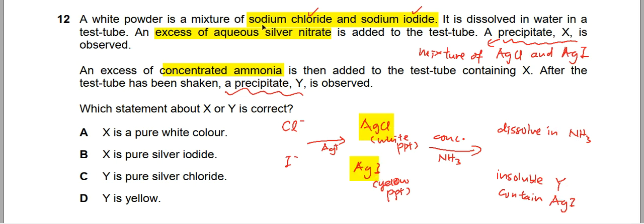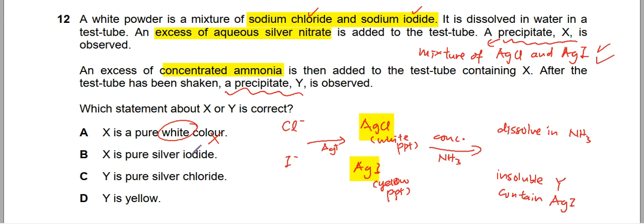We take a look at the answer options one by one. X is pure white color, so this is wrong, because we know that it's a mixture of silver chloride and silver iodide, so it should be maybe light yellow.